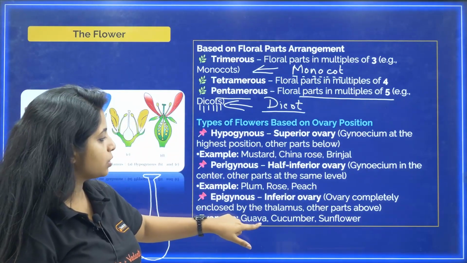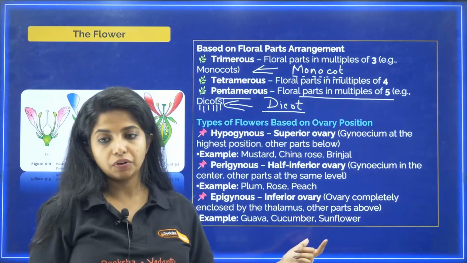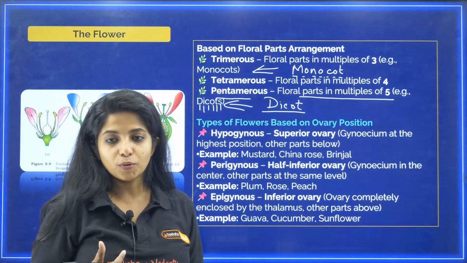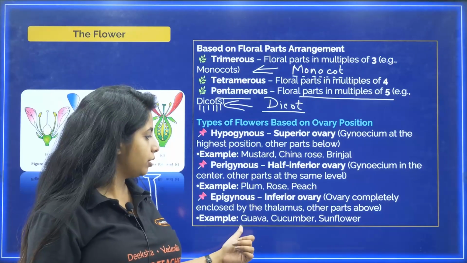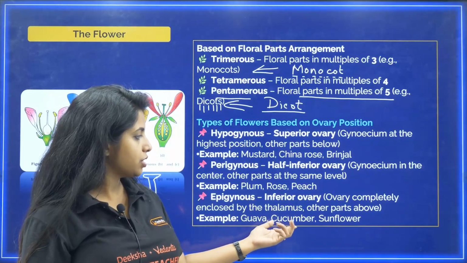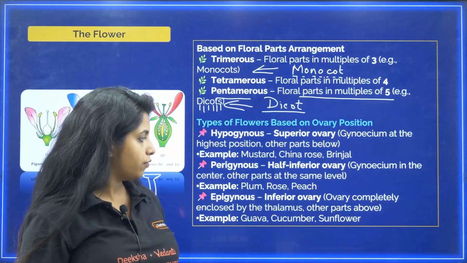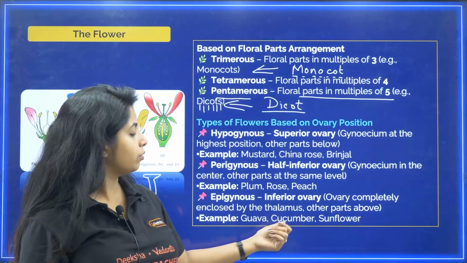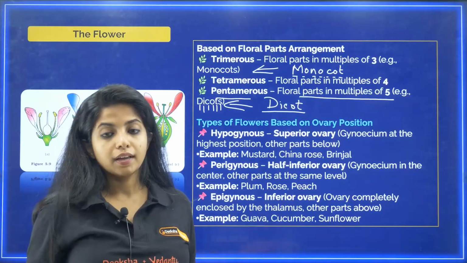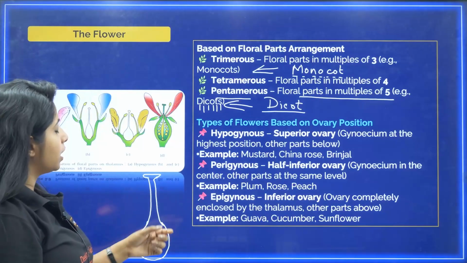You can see it in the case of guava, cucumber and sunflower. Sunflower oil we use, and cucumber and guava we eat. This is a fruit, and that is a fruit only, not a vegetable actually, and then you have sunflower. Let's not confuse each other. So guava, cucumber and sunflower, you try to remember it like that only.